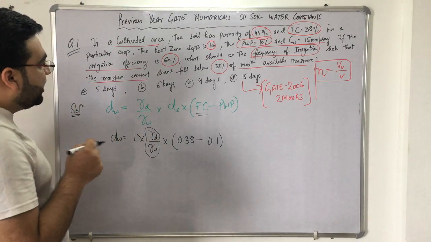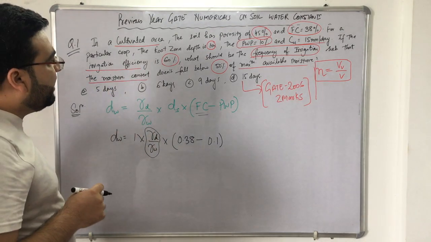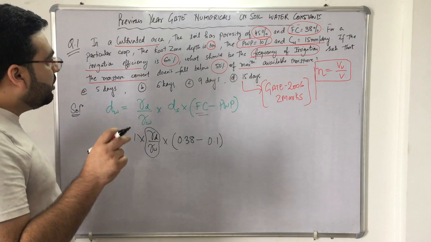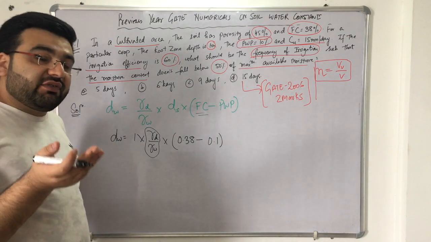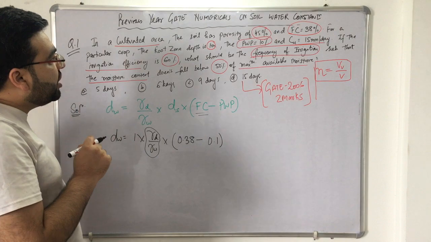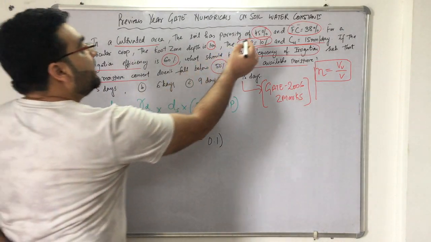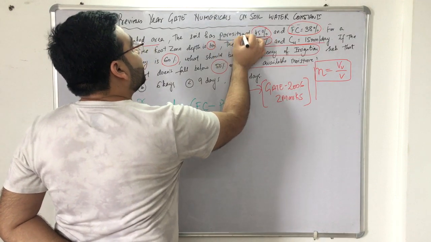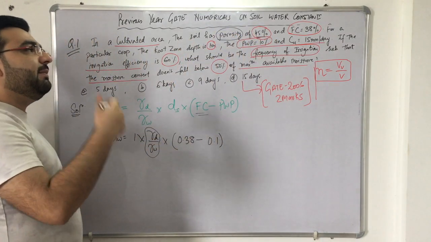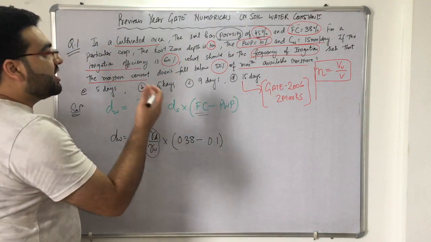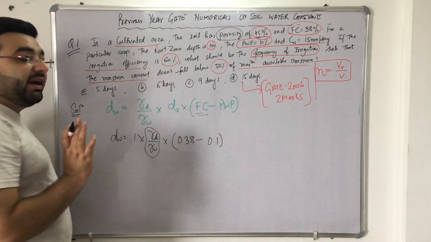Now what can I use? If you remember in previous numericals that we have discussed, G, the specific gravity, was given. But in this question, even the specific gravity is not given. So what extra is given? The 45%, that is the porosity, is given. So somehow with the help of porosity, we need to determine gamma d divided by gamma w.